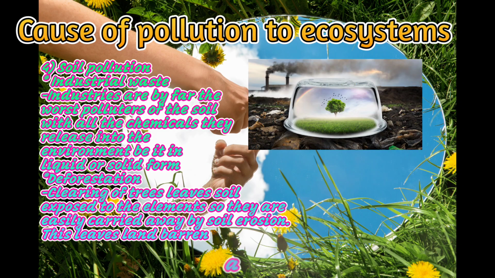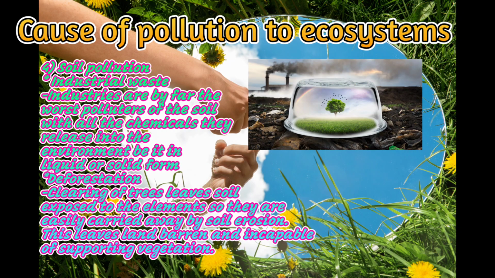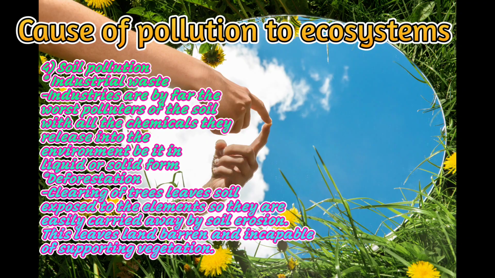The fourth cause is soil pollution. Soil pollution is caused by industrial waste and deforestation. Industries are by far the worst polluters of the soil, with all the chemicals they release into the environment, be it in liquid form or solid form. Clearing of trees leaves soil exposed to the elements, so it is easily carried away by soil erosion. This leaves land barren and incapable of supporting vegetation.